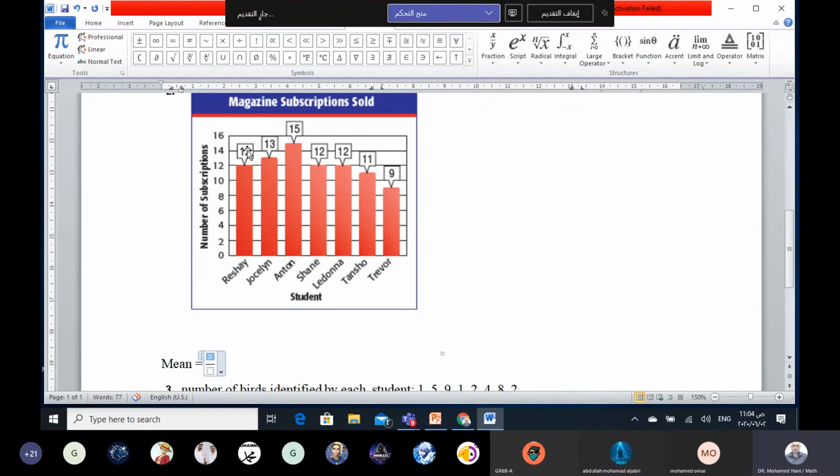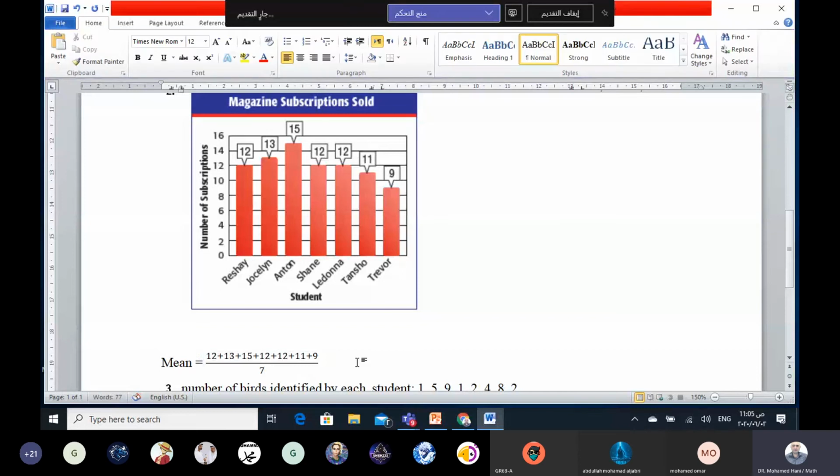Listen, here we have 12, so write 12 plus. Here we have 13, so plus 13 plus. Here we have 15, so plus 15. Here we have 12, so plus 12. And here we have 12, and here we have 11, and here we have 9. Divide by how many? 1, 2, 3, 4, 5, 6, 7. So divide by 7.